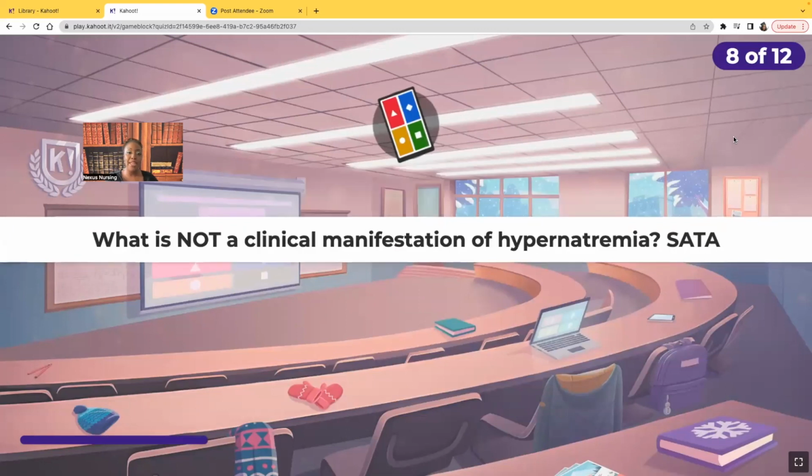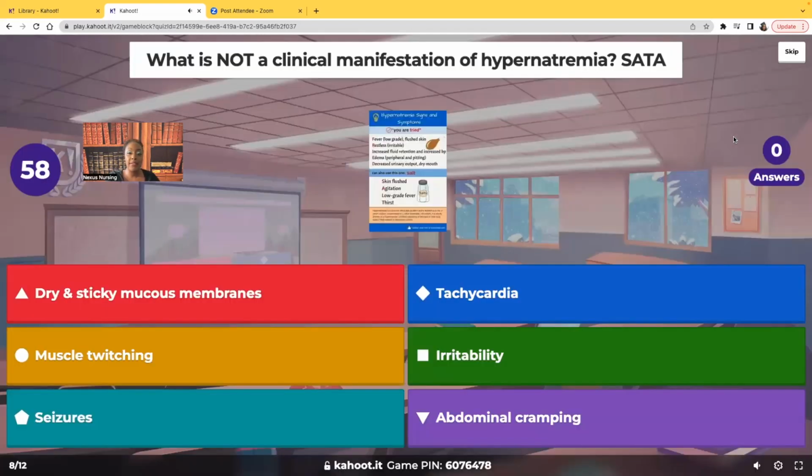Select all that apply. I know you hate them, but this is how you learn. What is not a clinical manifestation of hypernatremia? Select all that apply. Dry and sticky mucous membranes, tachycardia, muscle twitching, irritability, seizures, abdominal cramping. We want to know which is not a clinical manifestation of hypernatremia.